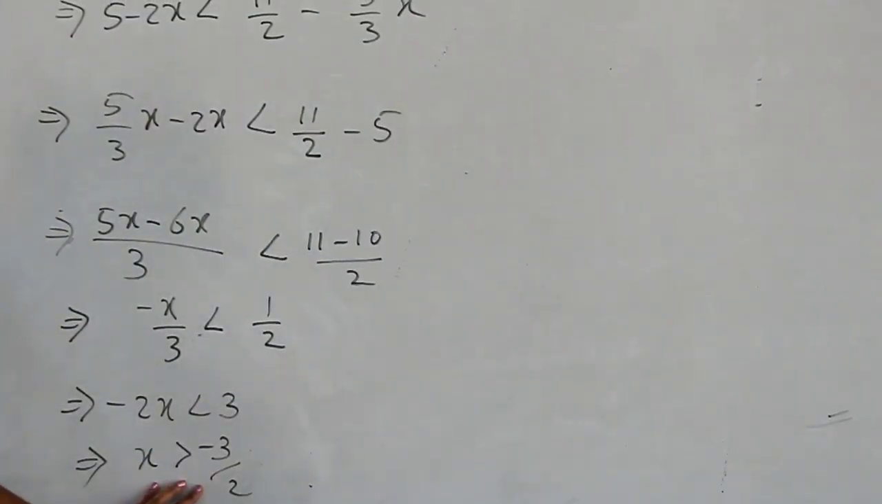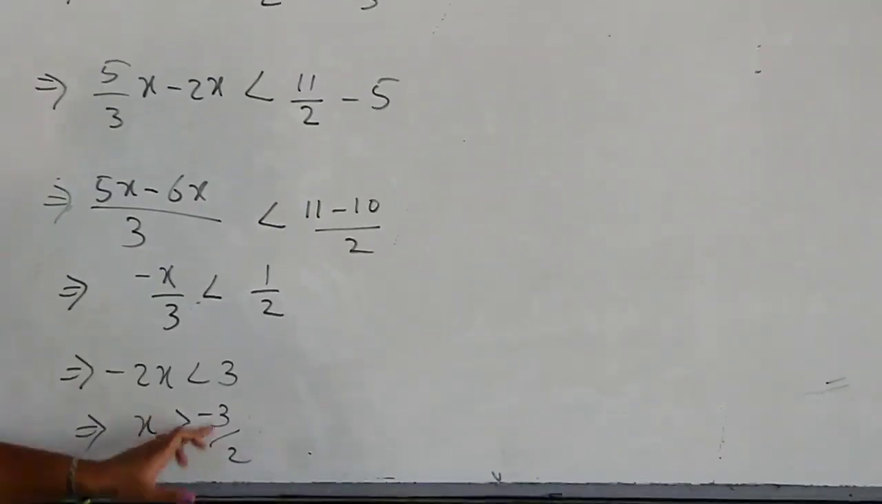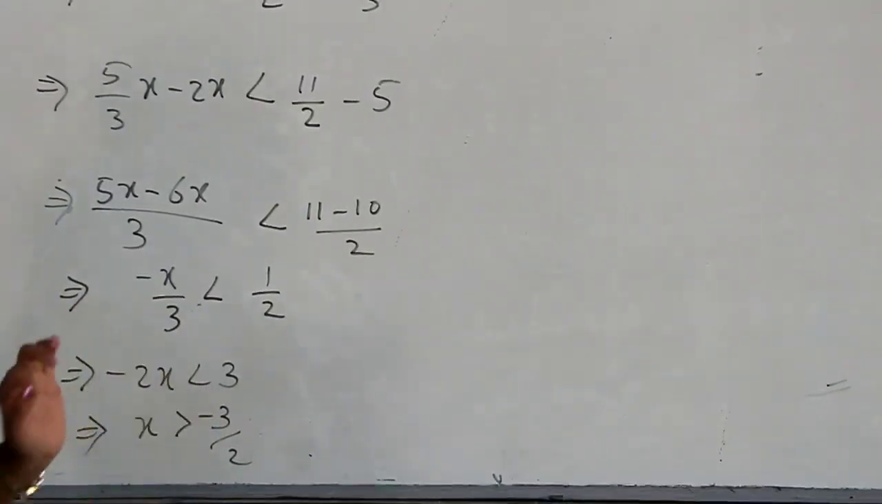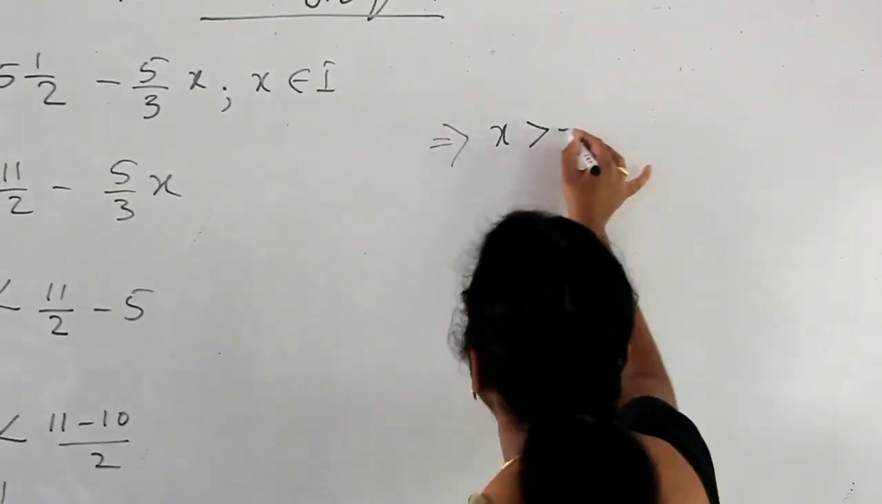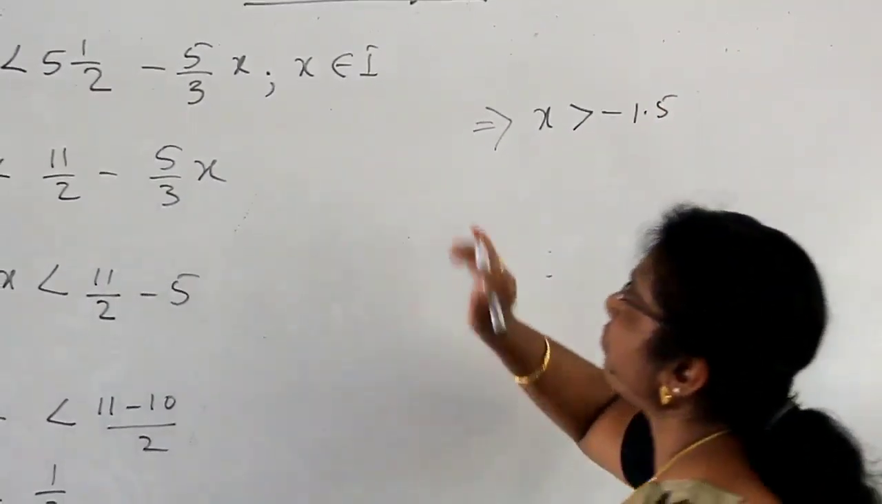So when you get an improper fraction, don't keep it this way. You can convert an improper fraction either into a mixed fraction or decimal form. So here we can write x greater than minus 1.5.